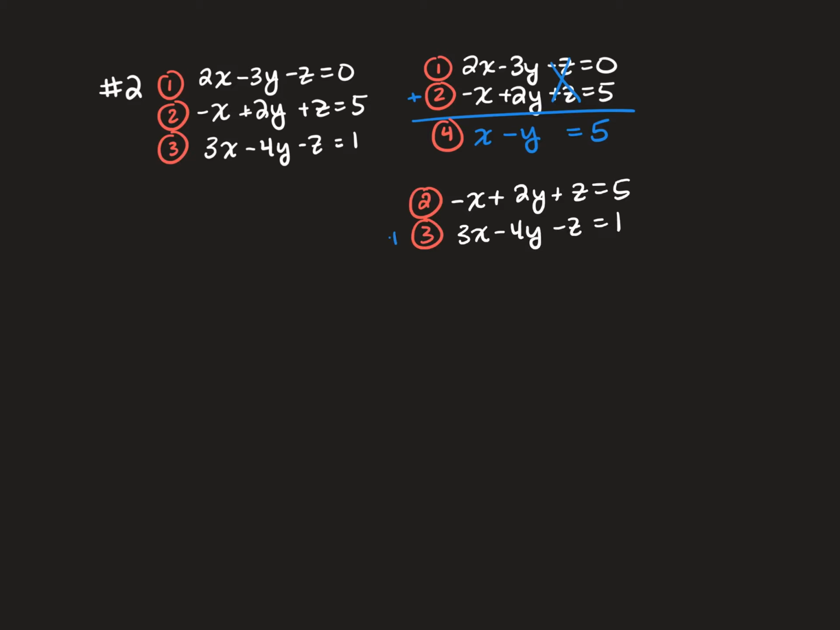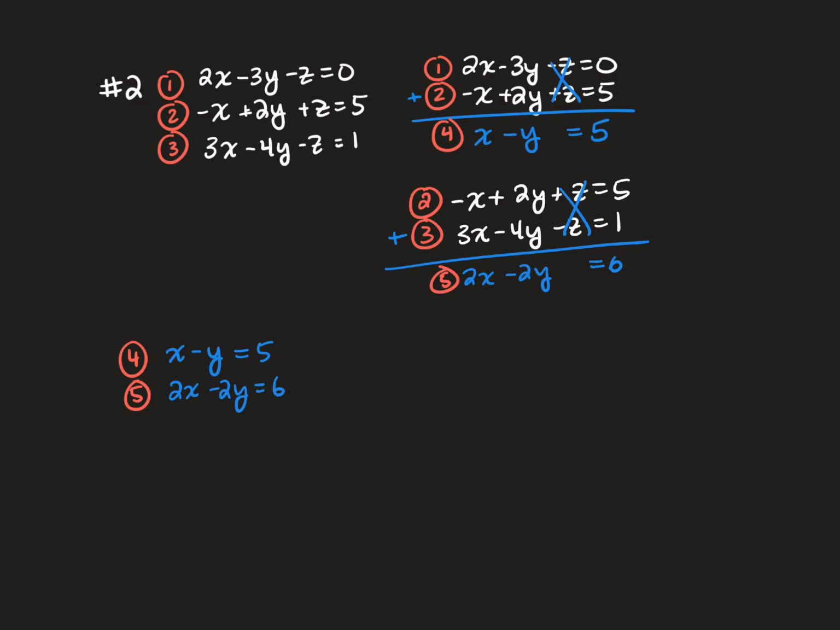And then again, because I have a positive z and a negative z, I know those are going to be 0 when I add them. So I'm going to add the rest of the equation together. And that will be equation 5. Now I can take those two equations and pair them up. So I'm going to have equation 4 and equation 5. So x minus y equals 5 and 2x minus 2y equals 6.